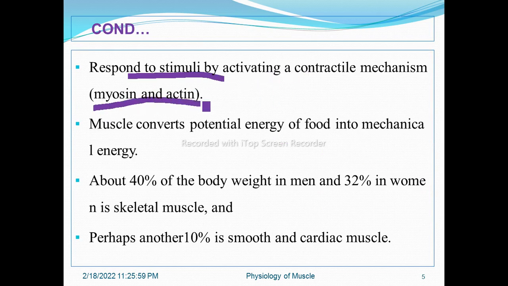Myosin is a part of the thick filament, and actin is a part of the thin filament. So actin and myosin filaments are part of myofibrils, or the sarcomeres, which are the functional and structural unit of the muscle. Muscle converts the potential energy of food into mechanical energy. About 40% of body weight in men and 32% in women is skeletal muscle, and perhaps another 10% is smooth and cardiac muscle.